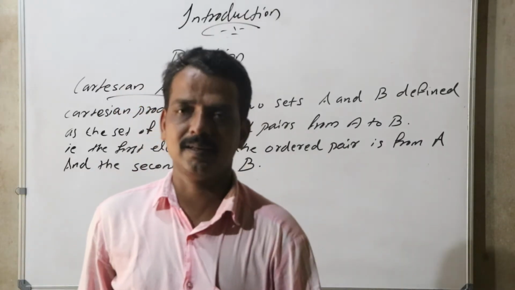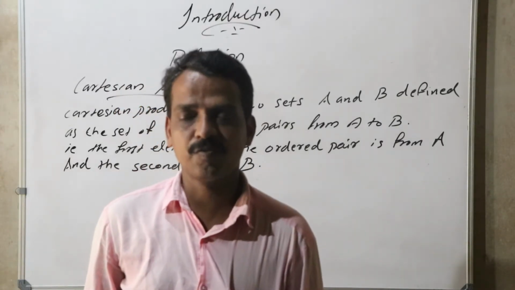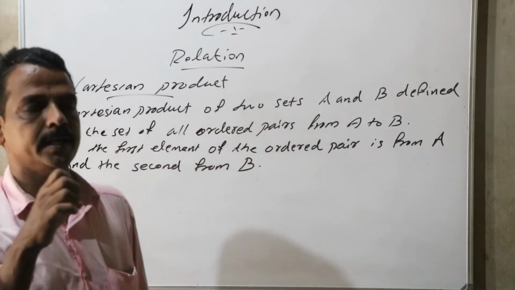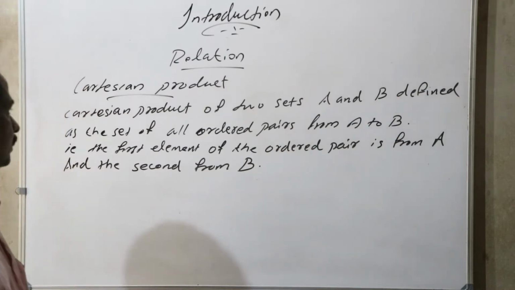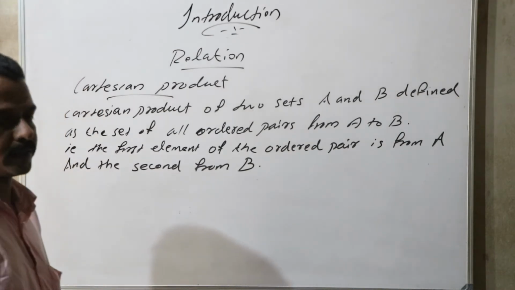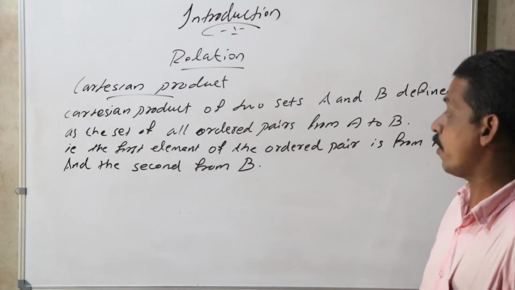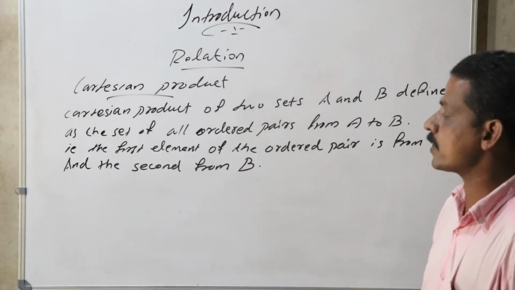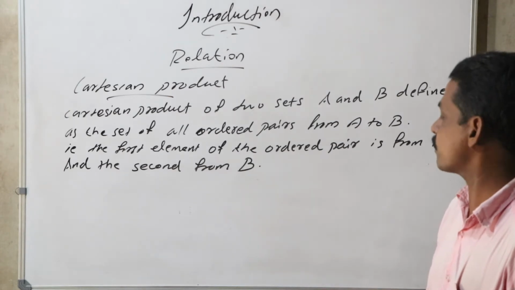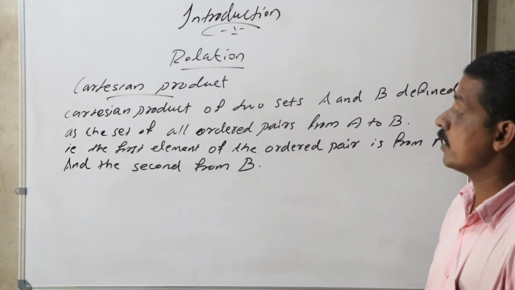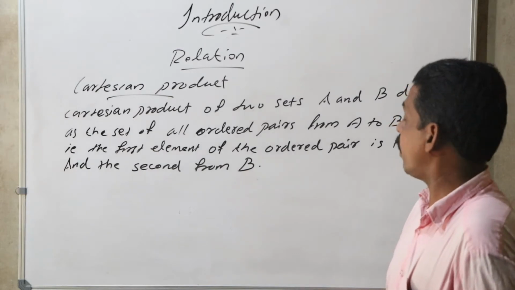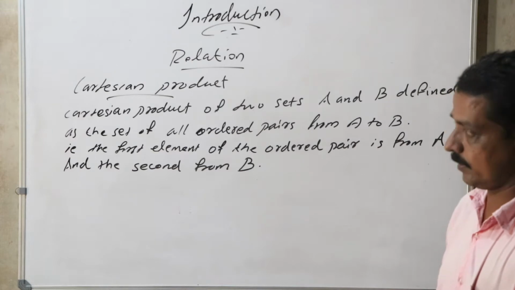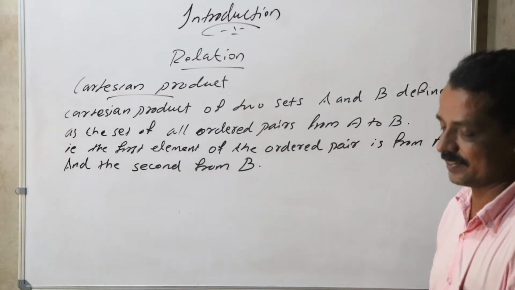Welcome to the introduction of relation. At first we are going to study what Cartesian product is. Cartesian product of two sets A and B is defined as a set of ordered pairs from A to B. That is, the first element of the ordered pair is from A and the second from B. It is the Cartesian product.